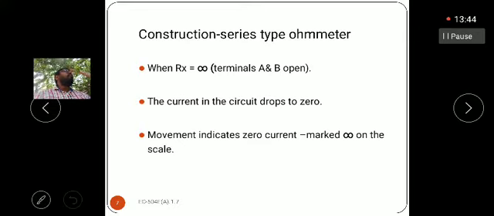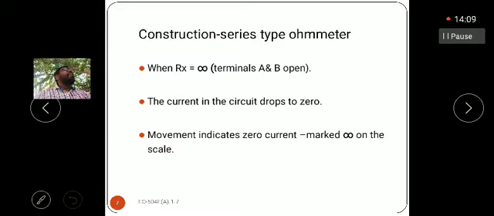Based on that observation, if we take a very low resistance value, the full scale deflection shows the high value, then the resistance value is 0. If the resistance value is infinity, that is a high value, it is open circuited, then we get 0 current, the full scale deflection shows 0, and the resistance will be infinity.